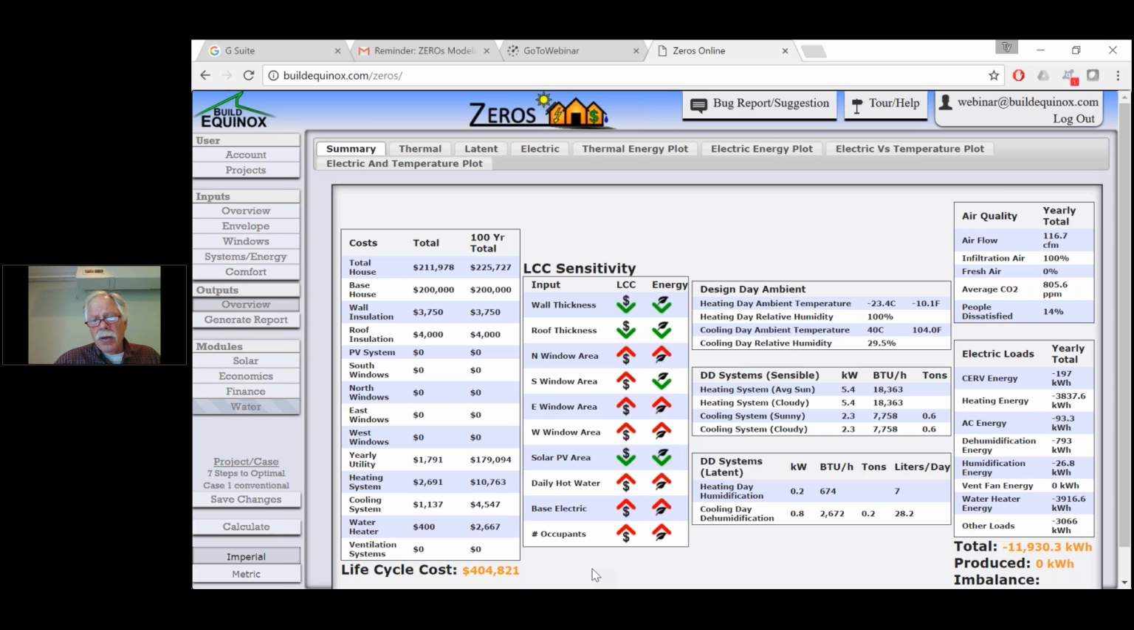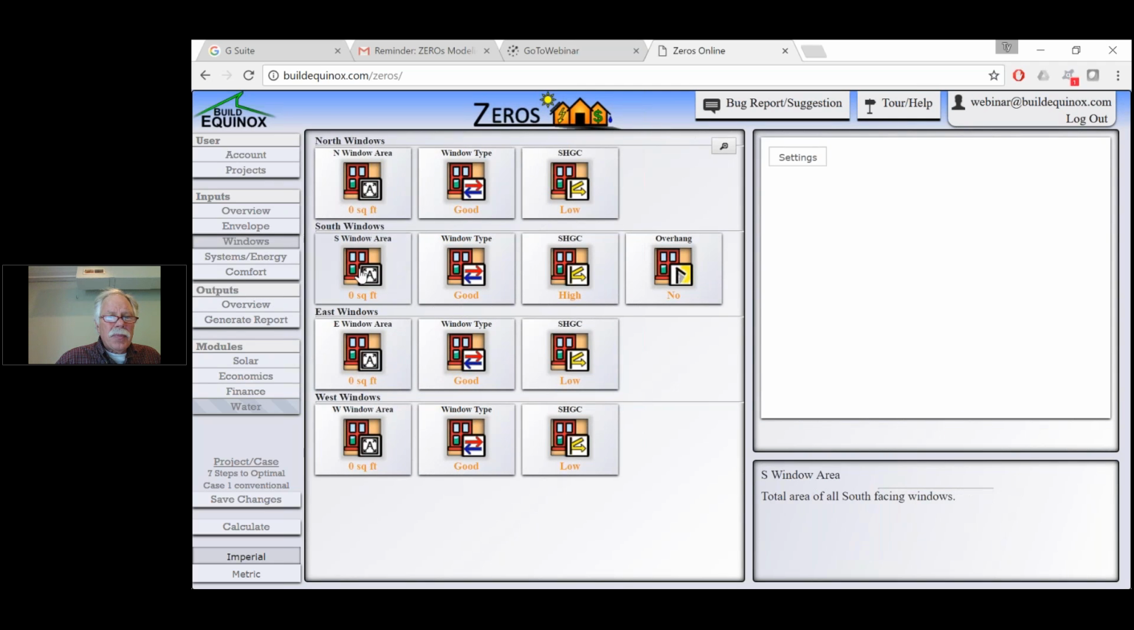If you think of an apartment as a house that only has one or two outside walls, that's basically what an apartment is. So you can model apartments with zeros. My life cycle cost dropped, my energy dropped. That's kind of nice. But now I'm going to put some windows back in.